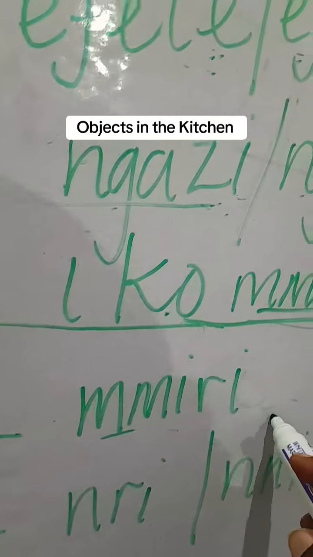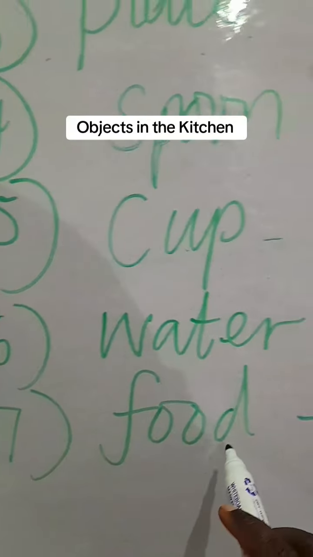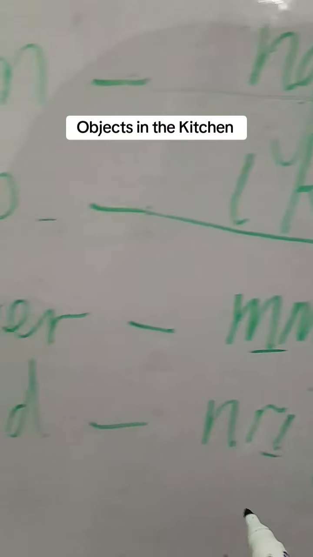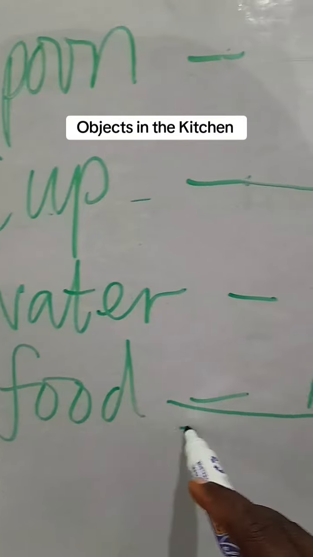Water is mmiri. And we have food. Food is nni or nri in Igbo. Food is nri.